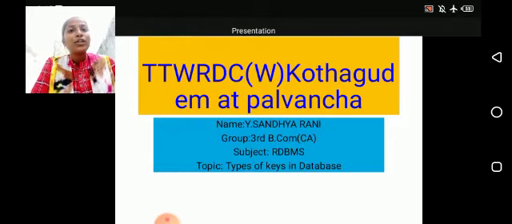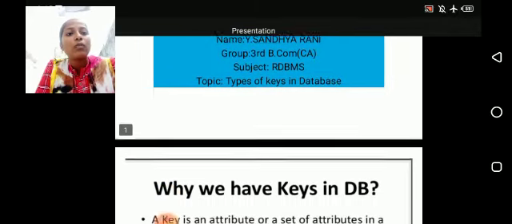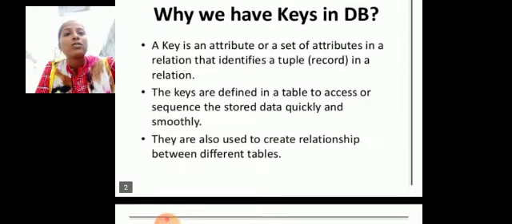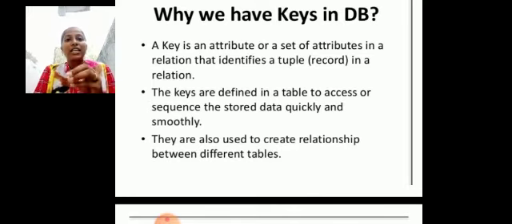So today I am going to discuss the topic that is types of keys in database, which is taken from the subject of RDBMS. So before going to know the types in database, let us know about why we have keys in database. So why we have keys? Here a key is an attribute or set of attributes in a relation. Here relation is nothing but a table that identifies a tuple in a relation. So it is the attribute or set of attributes in a table which identifies the rows in that table.